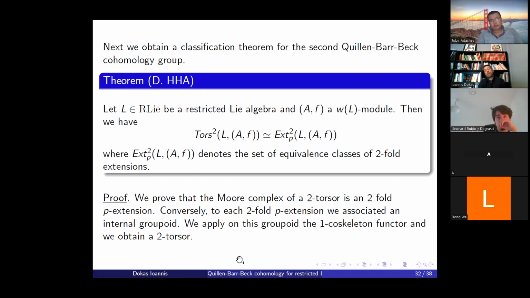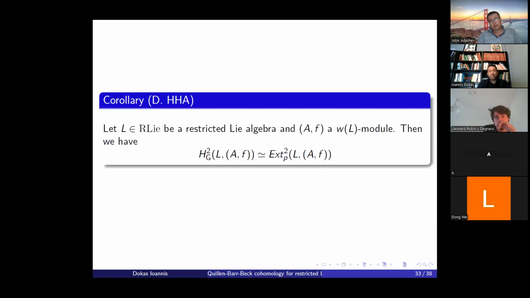And now, having this theorem and Duskin's theorem, which gives us an interpretation of co-triple cohomology groups through torsors, we can, as a corollary, state this classification theorem, which says that the second Quillen-Barr-Beck cohomology of L with coefficients in a Beck L module is in one-to-one correspondence with the set of equivalence classes of twofold P extensions that we have just defined. And in this way, we also give this interpretation for two-term extensions.